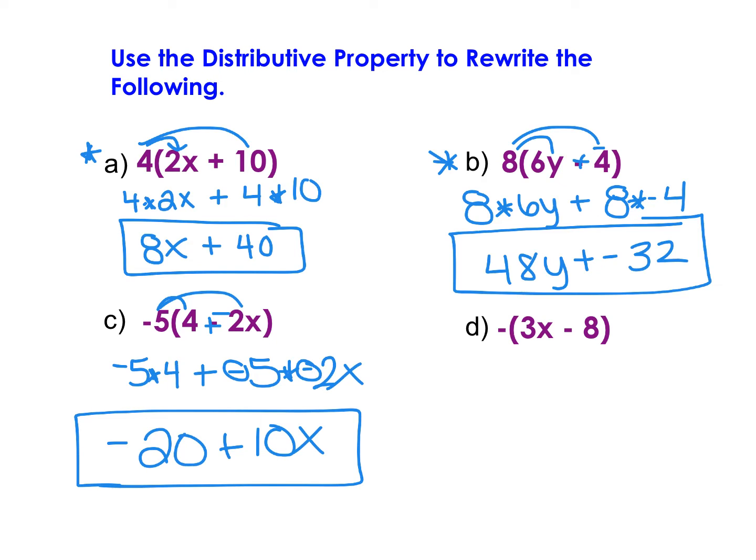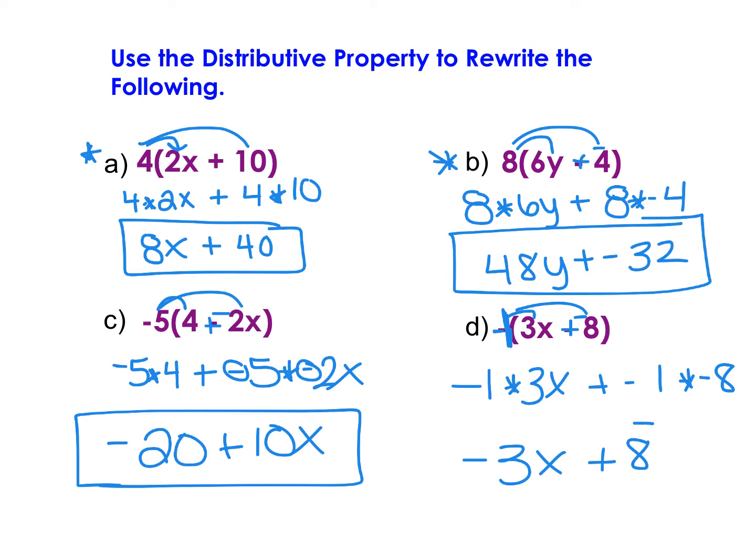And then this last one is probably the trickiest one because students get confused by this negative out in front. This negative out in front is an implied -1. So if there's no number there, they're implying that there's a 1 there. And because there's a negative in front of it, that makes that a -1. So now here, if we put in our -1 and we apply keep, change, we have -1 times 3x plus -1 times -8. So we end up with -3x plus 8 because we had a -1 times a -8.